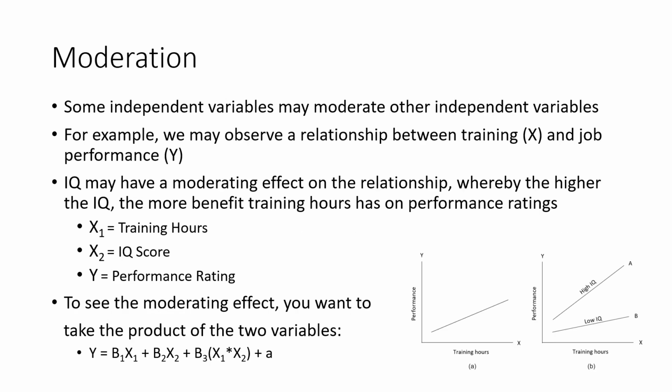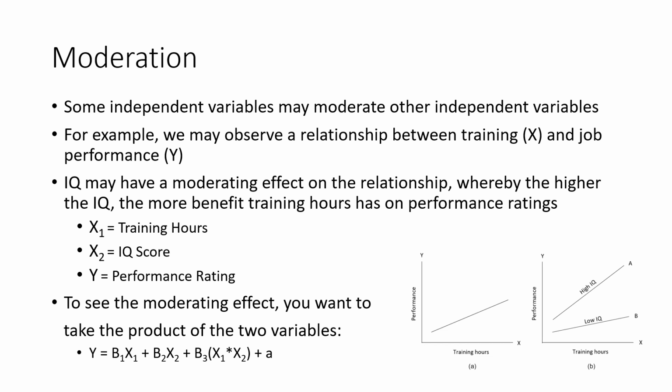Okay, so now we're getting into some of the more advanced methods of carrying out a multiple regression. And one of the more advanced techniques is to look for evidence of what we refer to as moderation. So what does that mean? Moderation, or also commonly referred to as a moderating effect. So what happens in the context of multiple regression is that occasionally, not always, but occasionally, some independent variables can have a moderating effect on other independent variables.